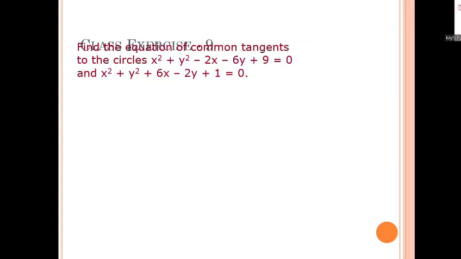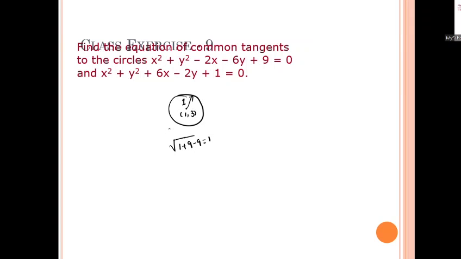नेक्स्ट क्वेश्चन देखिए, find the equation of the common tangents to these two circles. ये देखिए बेटा, ये इंटरेस्टिंग क्वेश्चन है. फर्स्ट सर्कल का सेंटर क्या है? 1, 3. फर्स्ट सर्कल का रेडियस कितना है? रूट ऑफ जी स्क्वायर प्लस एफ स्क्वायर माइनस सी. रेडियस 1 आ रहा है.